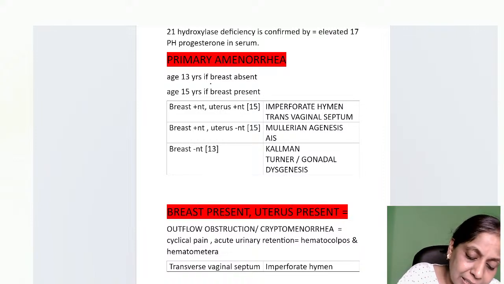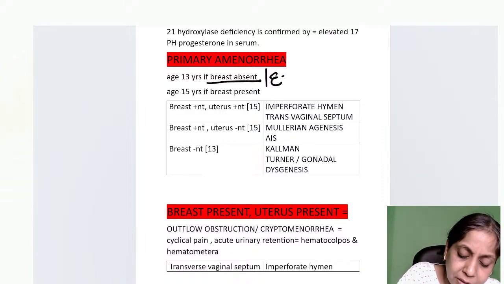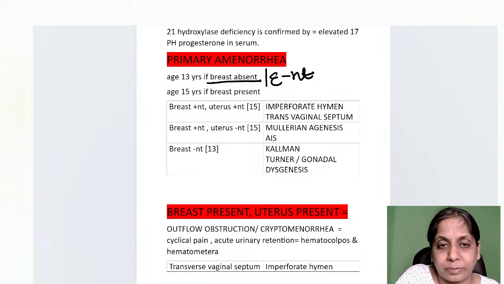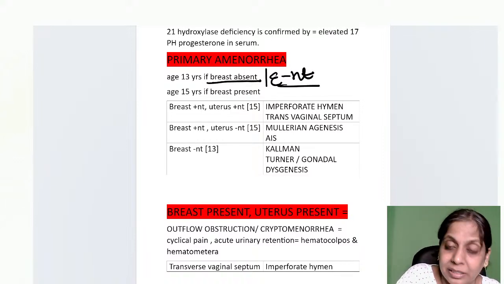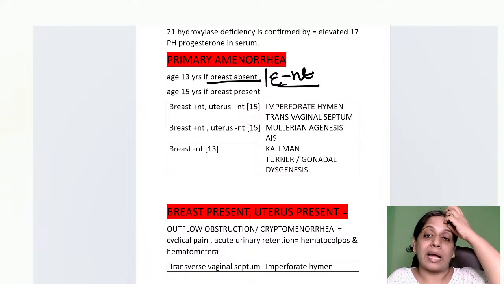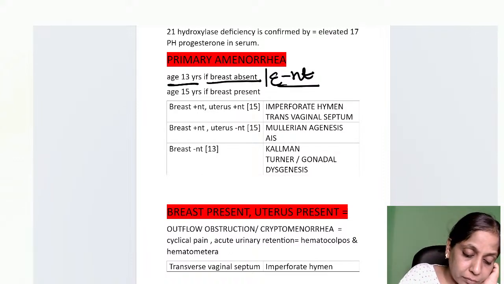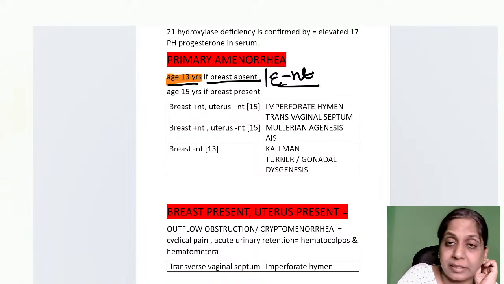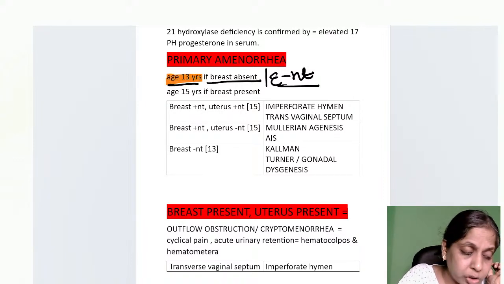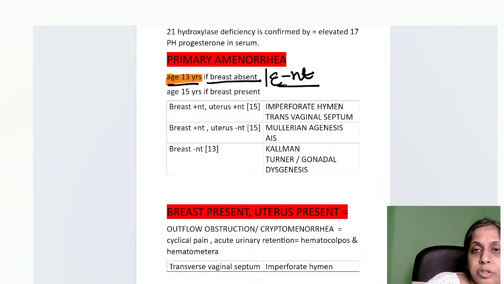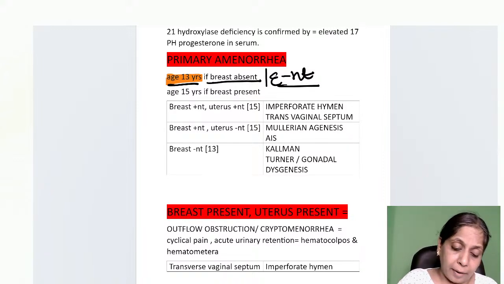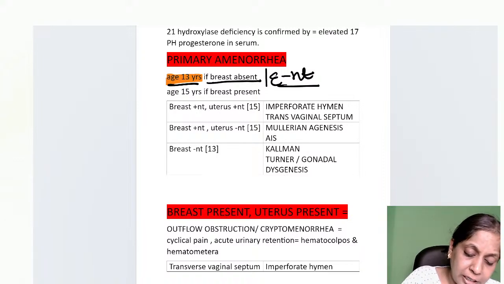Okay, now to define primary amenorrhea: if the breast is absent, it always means that estrogen is absent. So if the breast is absent, the age to define primary amenorrhea is 13 years. And if the breast is present, it means that estrogen is present. The age to define primary amenorrhea is then 15 years.